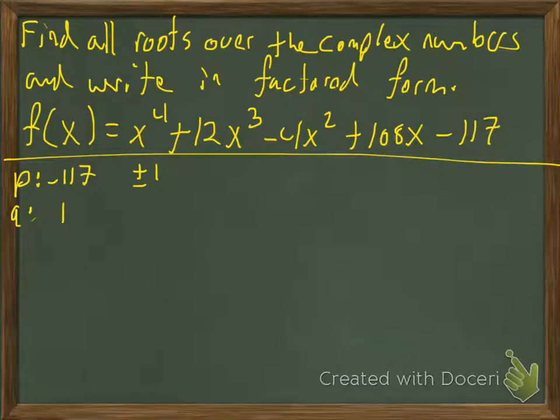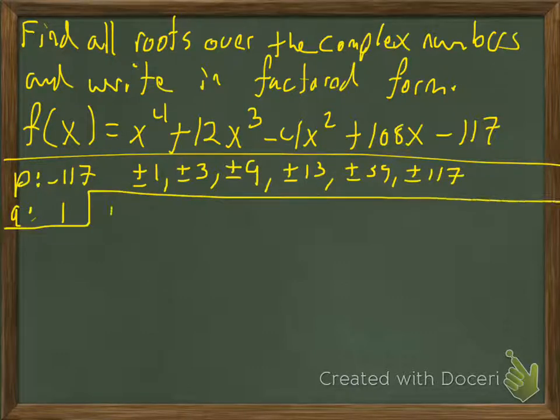Again, just for clarification, 117 is 3 and 39, and then break it down from there. So we'll write all our factors: plus minus 1, plus minus 3, plus minus 9, plus minus 13, plus minus 39, and plus minus 117. The Q is just plus minus 1, so that doesn't change our potential rational roots. What we'll do now is try 1. That's the convention here: we'll try 1 and negative 1 with synthetic division.